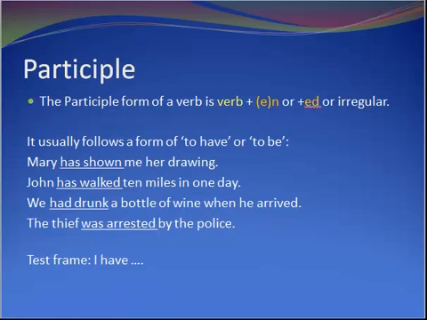We had drunk a bottle of wine when he arrived. Now here we find an irregular form. So you've got drink for present tense, drank for past tense, and drunk in the participle form.